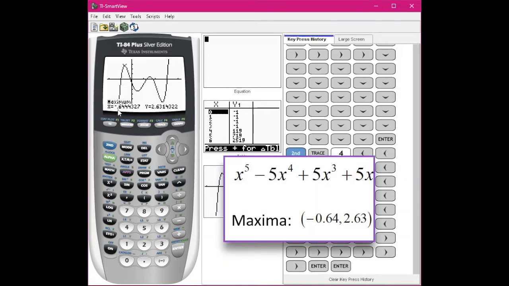And now it's telling me that the maximum, at this point where the cursor is blinking, is the x value negative 0.64 with all the rest of the decimals. You can round it to negative 0.64. And the y value is positive 2.63. And again, round it to 2 decimal places. So you're going to write maximum at negative 0.64, comma, 2.63. That's your ordered pair.